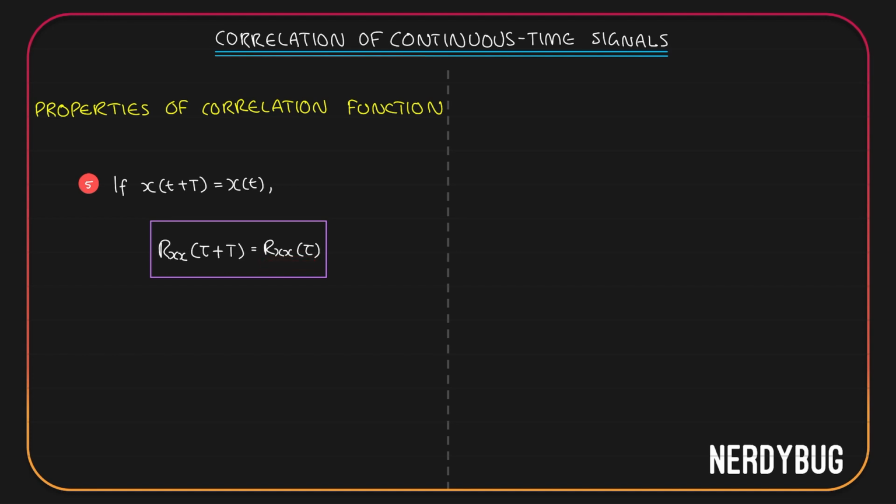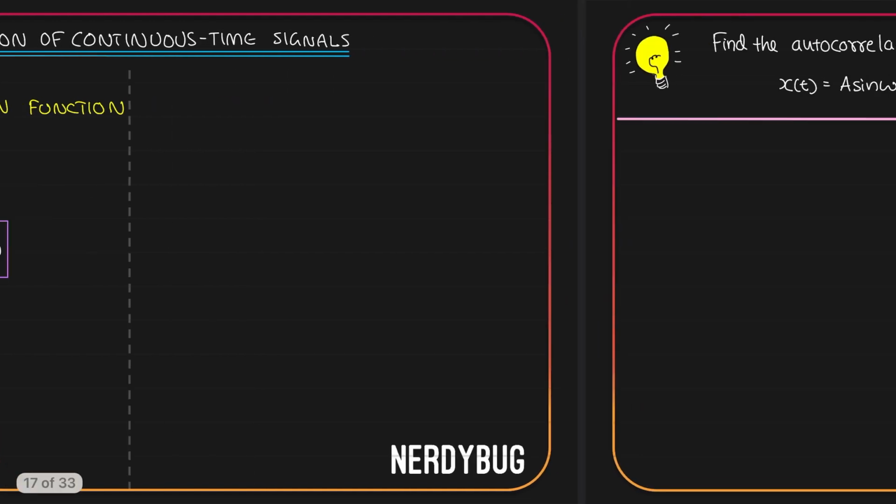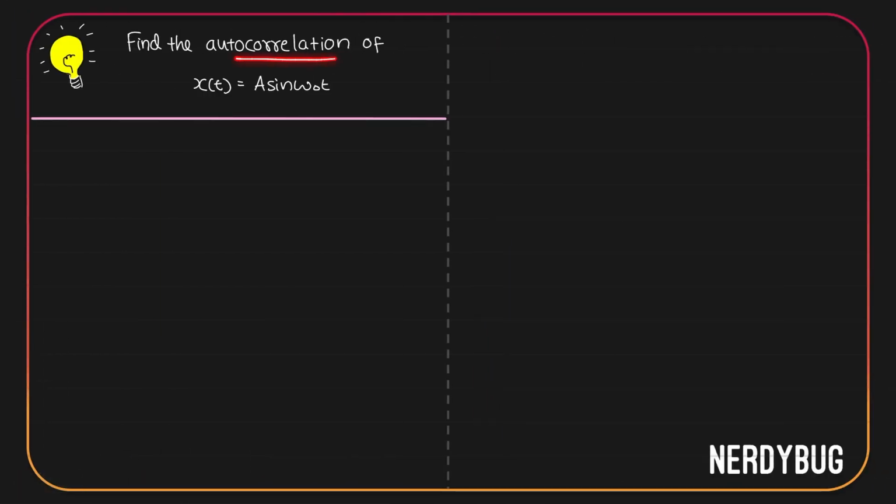We already saw an intuitive example earlier, but let's do a mathematical one now. We have to find the autocorrelation of x of t, which is a sine omega naught t. Obviously, it is a sine function, it is periodic. It is also a power signal because its energy is infinite and power is finite. For a power signal, this is how we define Rxx of tau. Limit T tends to infinity, 1 by T integral from minus T by 2 to T by 2, x of t minus tau dt.